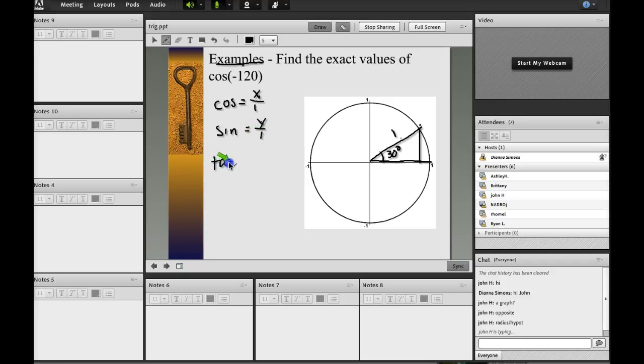So let's do this one too. Tangent. Say again. X over y, so close. It's y over x. But you were right. It is a combination, okay?